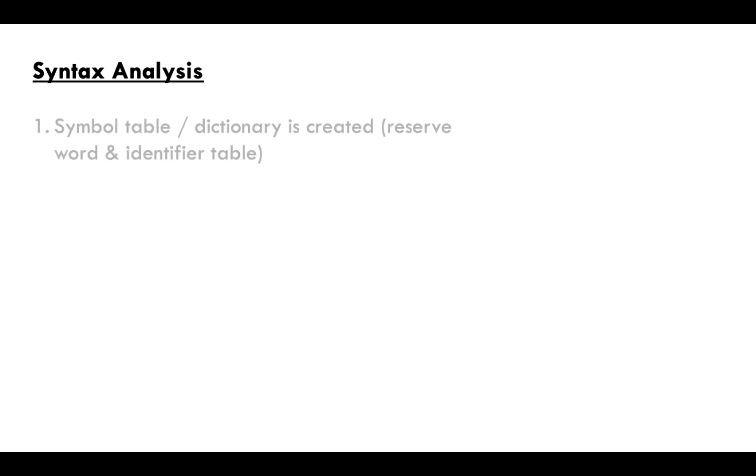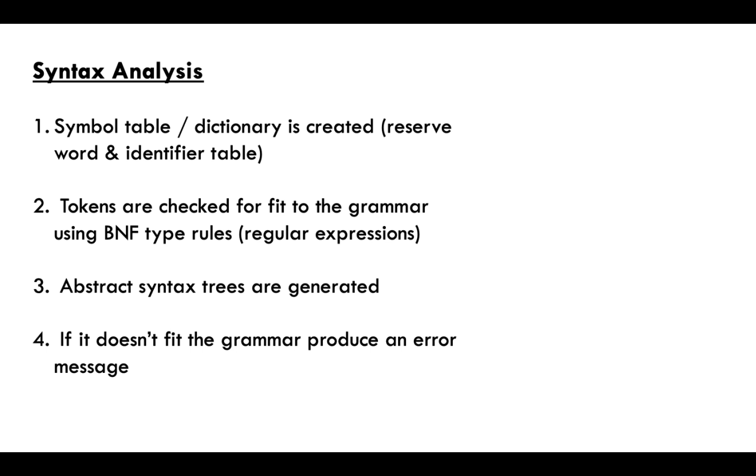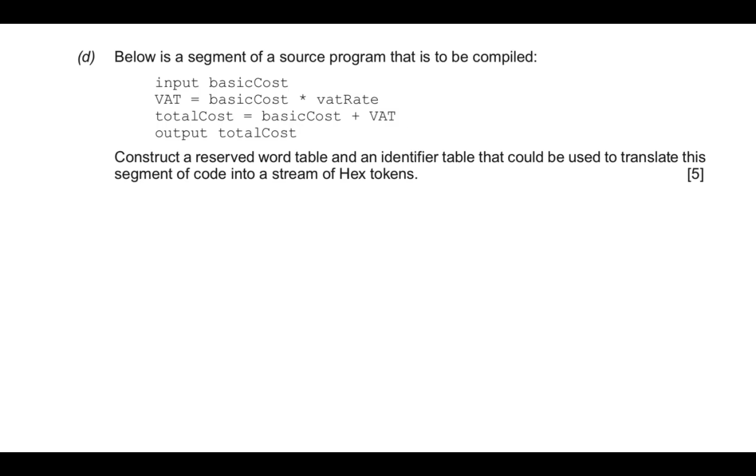In the syntax analysis stage, what we have to do now is produce a symbol table or a dictionary. In the exam, we'll call these reserved word tables and identifier tables. That's for A2 students only. Tokens are checked to see if they fit the grammar using something called Backus-Naur form or regular expressions. Again, A2 students only. And then abstract syntax trees are generated. I'll show you a diagram of what an abstract syntax tree looks like in just a second. And again, if we don't fit the grammar of the language or conform to the rules, then we produce an error message. So this is for second year students only. AS students, you can switch off for a second.